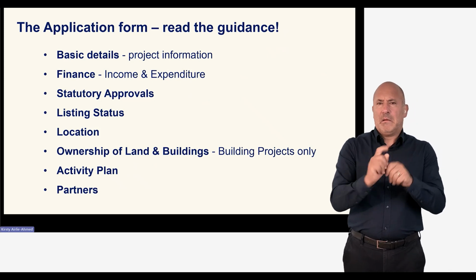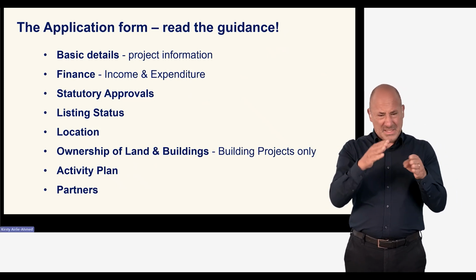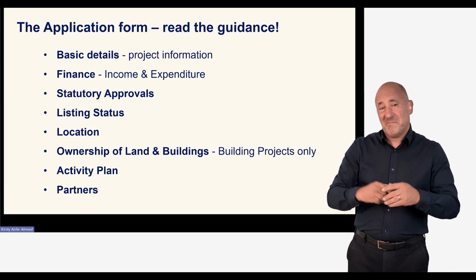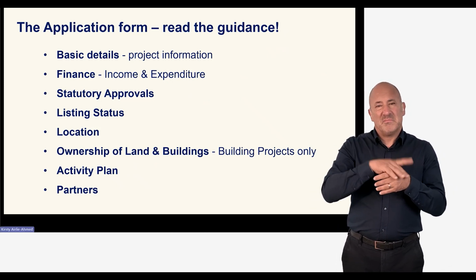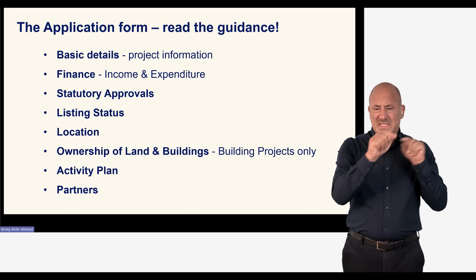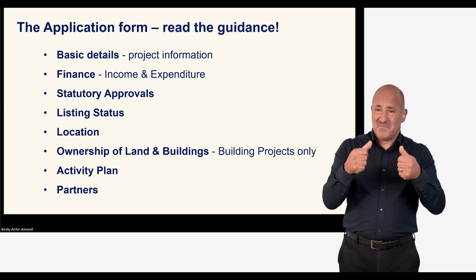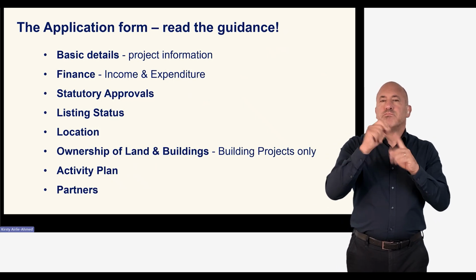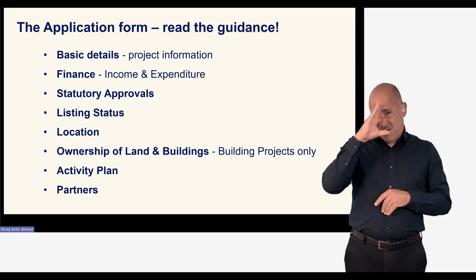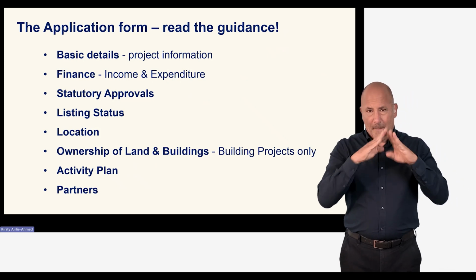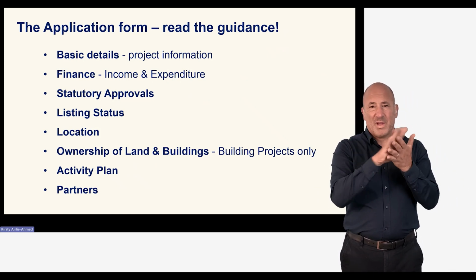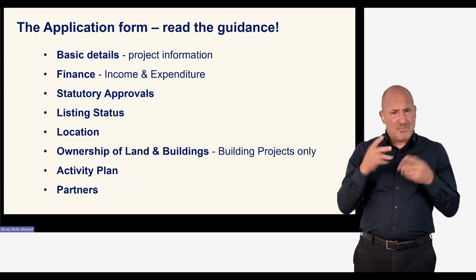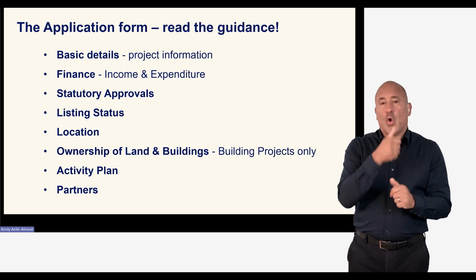Listing status. You'll need to confirm the listing status of the buildings included in the project. Location. List all sites where funded activity will take place. Ownership of land and buildings. This is for building projects only, but you will need to be able to demonstrate that you own the land and/or buildings, either as a freehold or a leasehold, on which you will spend the grant, and that the land and buildings can be used for the project purposes.